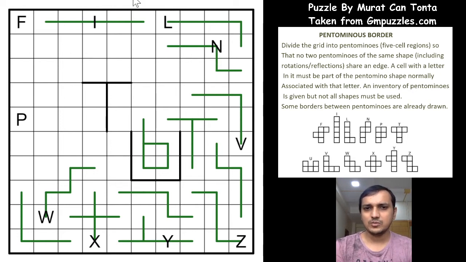So how one pentomino affects the other pentominoes, you can see here. So this cell has to continue this way, and this cell again has to continue this way.